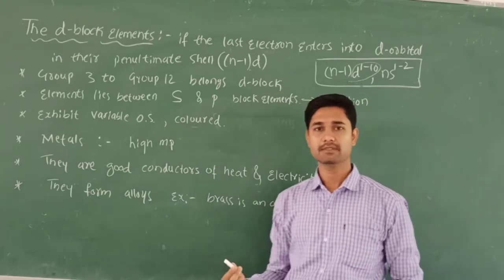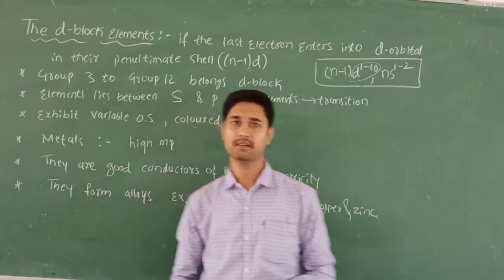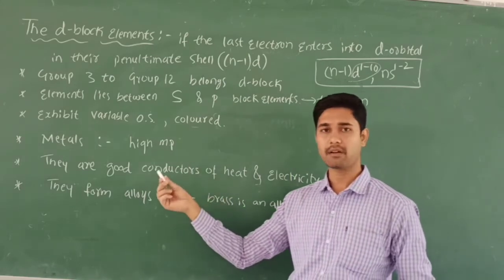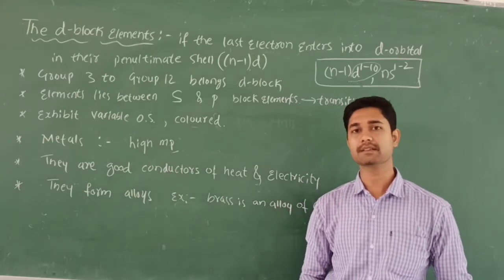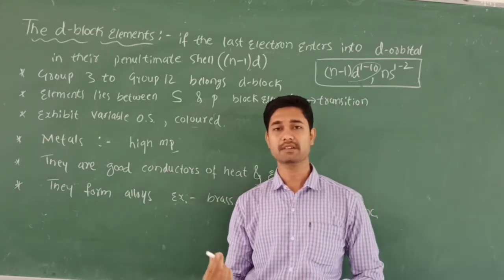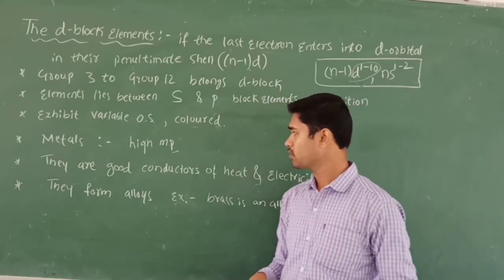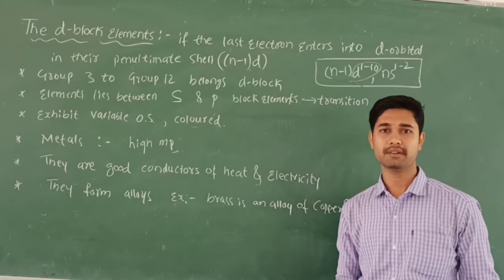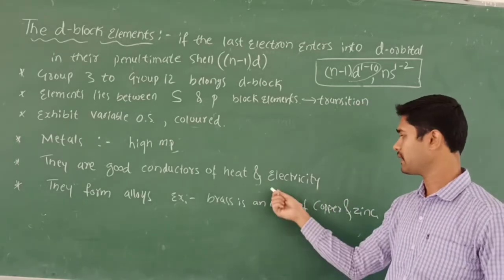And as the name indicates, transition metals means they are metals. There are no non-metals here. They are purely metals, and when they are called metals, they must have a high melting point. You can take the example of tungsten, which has a high melting point. And they are good conductors of heat and electricity. The best example is copper. They are good conductors of heat and electricity.